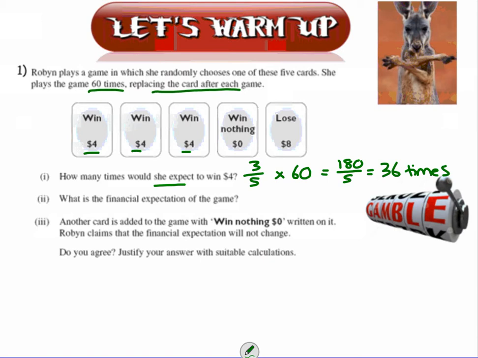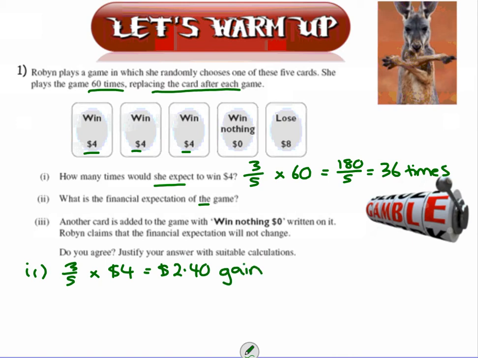Next question, what is the financial expectation of the game? We might want to start to answer that one down here because we need a bit more working out space. By that we're trying to work out, in just one particular game, not taking into account that you play it 60 times, what is the financial expectation for one game. We already worked out that there's a 3 in 5 chance of winning $4. So 3/5 times $4. If you work out what's 3/5 of $4, you'll get $2.40. So that's a $2.40 gain.